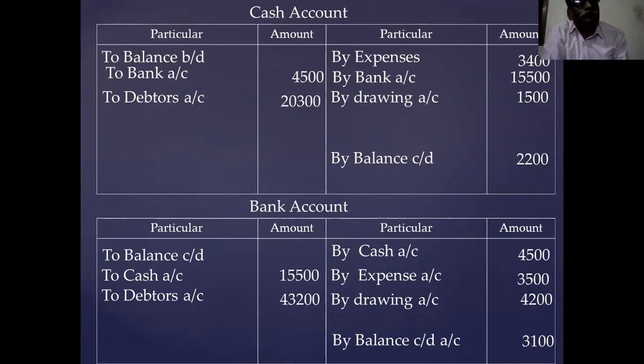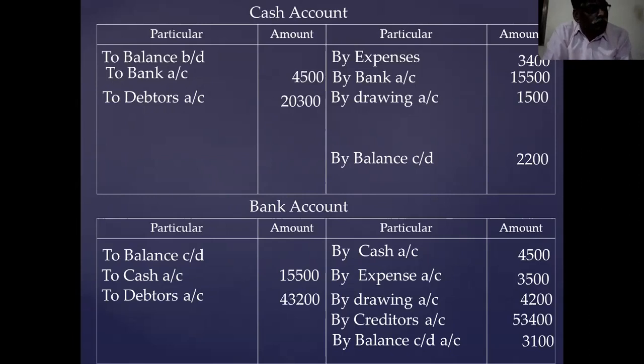The next is discount allowed, which goes to debtors account. Cash paid to creditors by check. Payment to creditors by check is there in the bank account by creditor, 53,400.